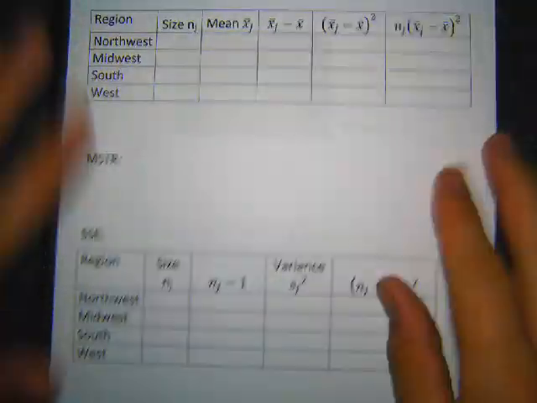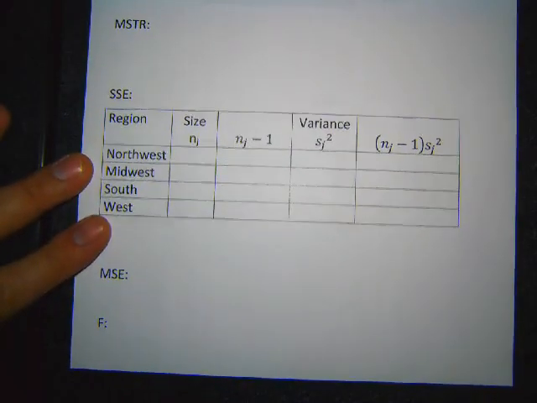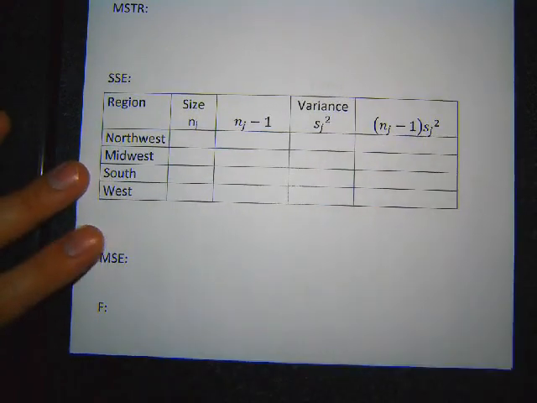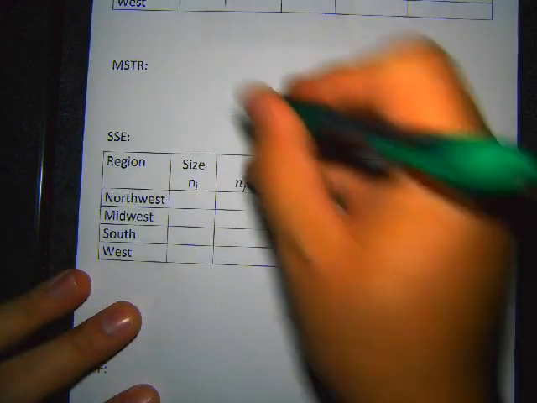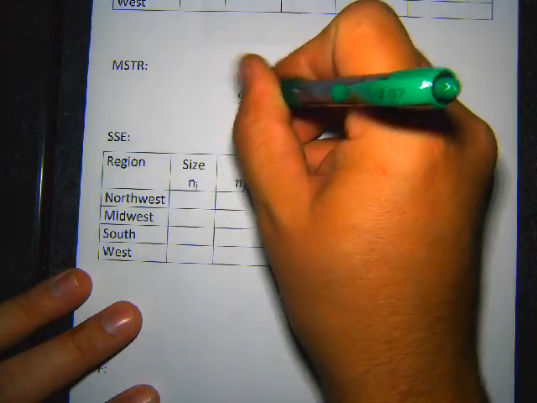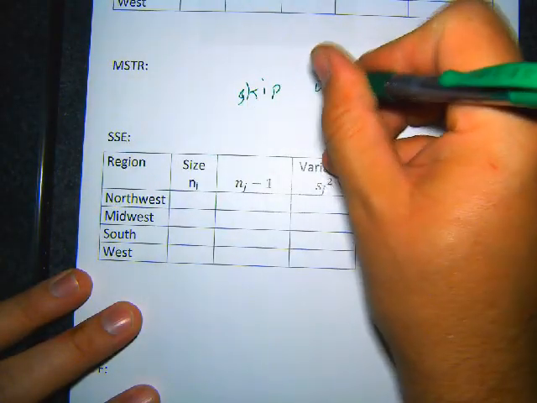If you do it by hand, you'd have to calculate all these different values and fill in this whole chart. You have to find the mean treatment squares, the mean square error, find F, all that stuff. But instead, we're just going to do it with a calculator. So let's skip this, just use the calculator. Skip all this work.